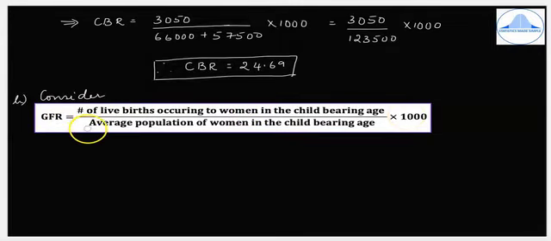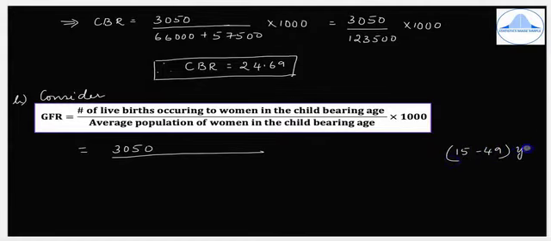So the formula you can write first, that is GFR is number of live births occurring to women in the childbearing age divided by average population of women in the childbearing age into 1000. So this is equal to number of live births occurring to women in the childbearing age is 3050 divided by, now when you make use of the average population of women in the childbearing age, you should consider the period only from 15 to 49 years.